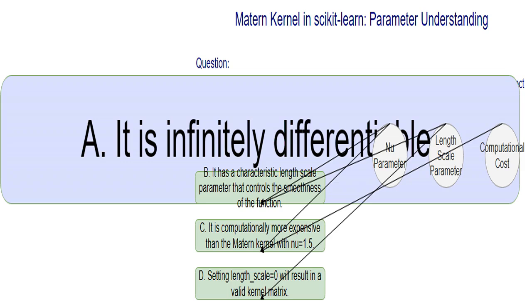This statement is correct. The Matern kernel has a parameter called length_scale. This parameter controls how quickly the correlation between data points decreases as the distance between them increases. A smaller length_scale means correlations decay rapidly. Points far apart are less correlated. A larger length_scale means correlations decay more slowly. Points far apart may still be strongly correlated.